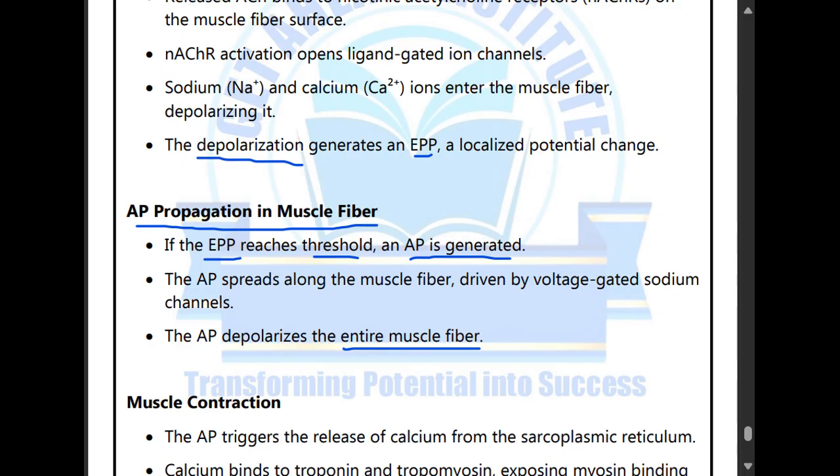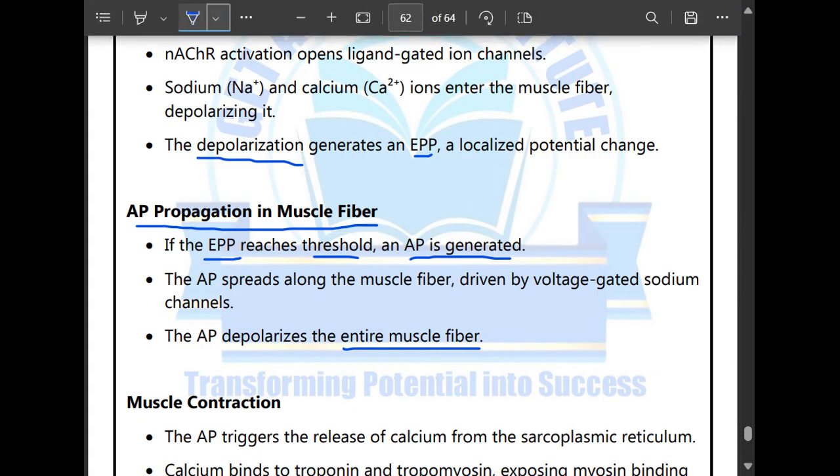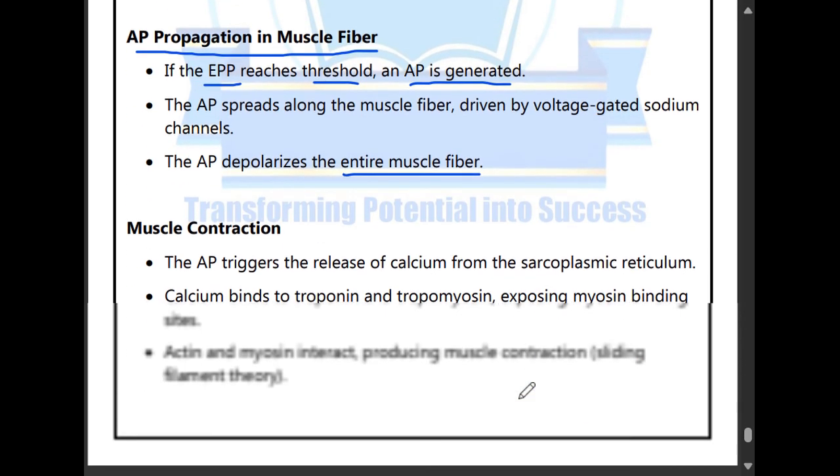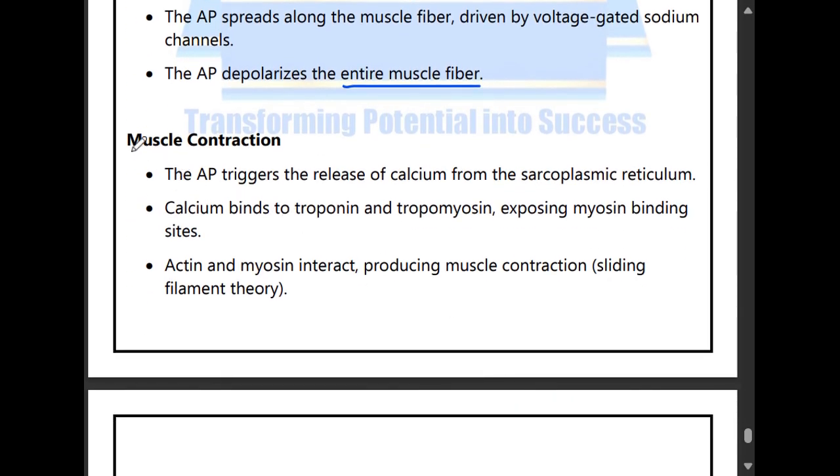So this action potential that has been generated will travel along the T tubules. The T tubules are found in the muscle cell, and when that happens, they will lead to the release of calcium ions from the sarcoplasmic reticulum into the cytoplasm. But I don't want to dwell much or go deep into that. I think we'll talk about it when we are looking at questions under muscle physiology. Okay, then after that has occurred, it will lead to what we call muscle contraction.